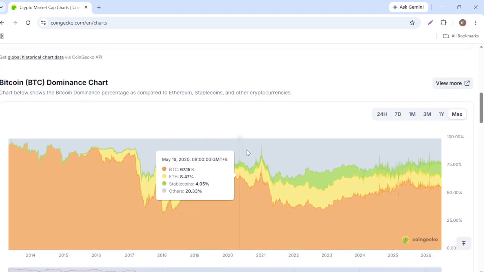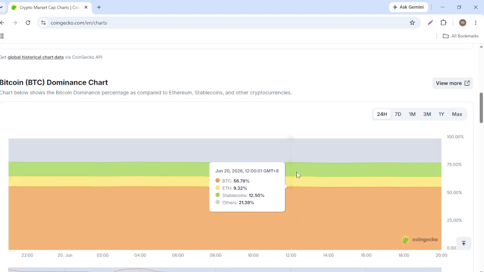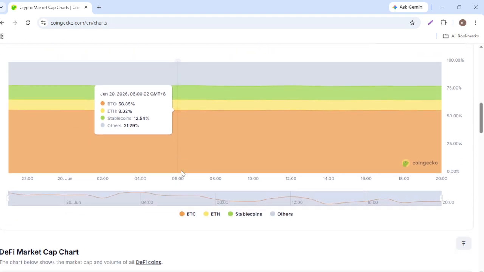24-hour volume. Always monitor this. A rise in market cap without a rise in volume can indicate low liquidity price manipulation, something you definitely want to catch before entering a position. Use this global data to filter out the noise.